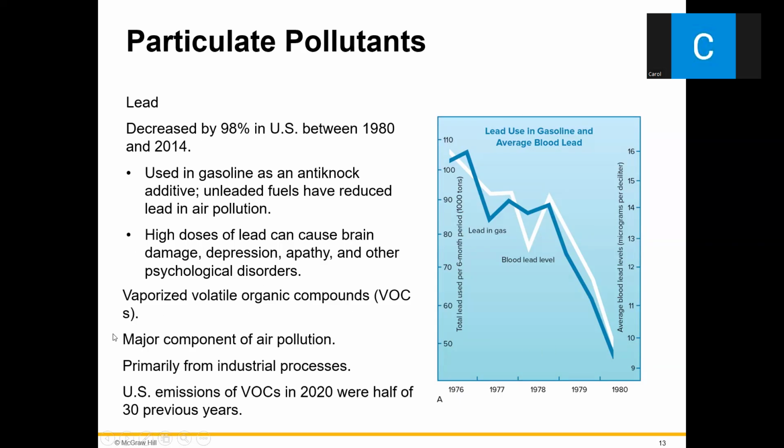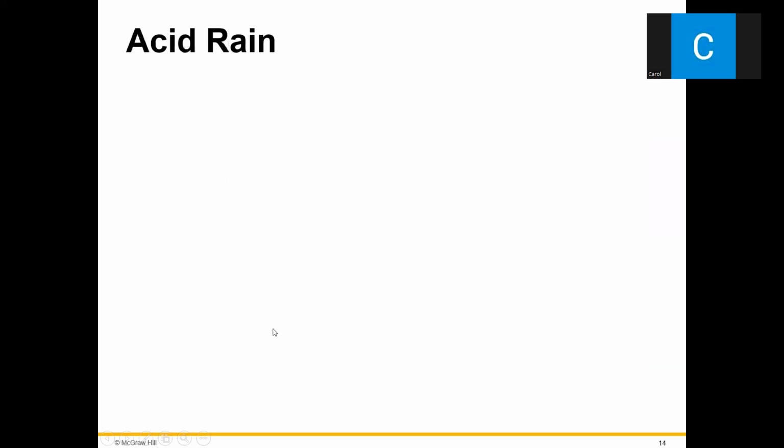And then we have VOCs, which are volatile organic compounds. A major component of air pollution, primarily from industrial processes. U.S. emissions of VOCs in 2020 were half of what they were 30 years ago, which is really good. And next we will be moving on to acid rain.